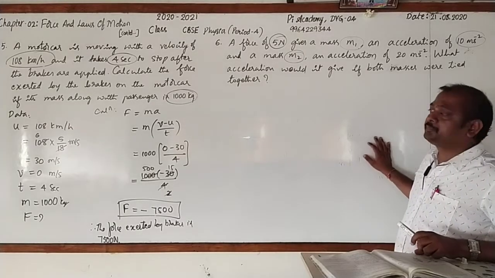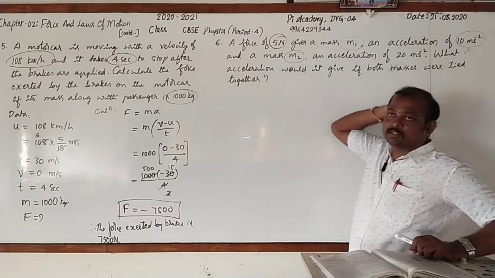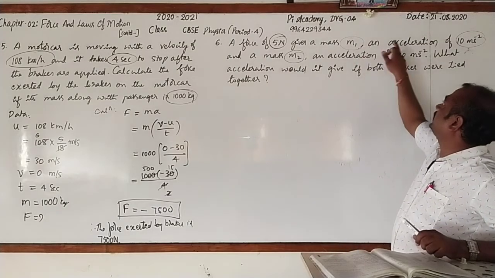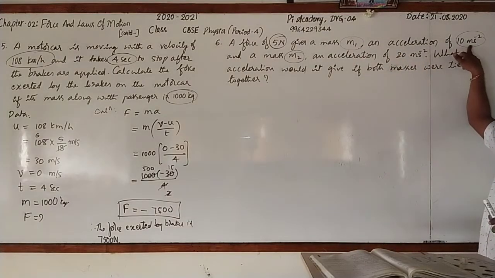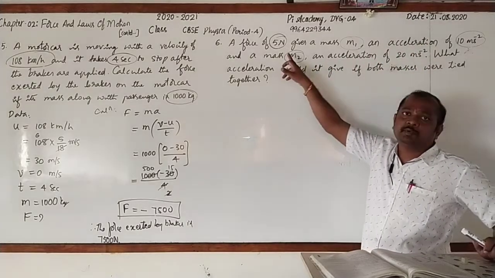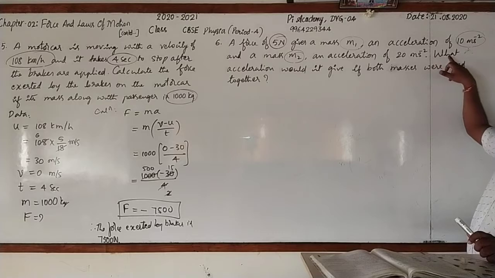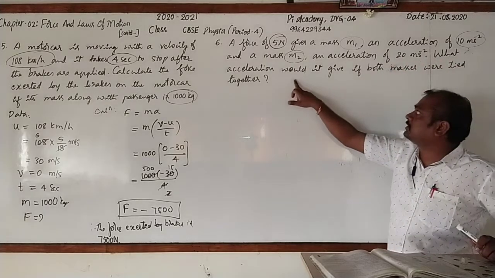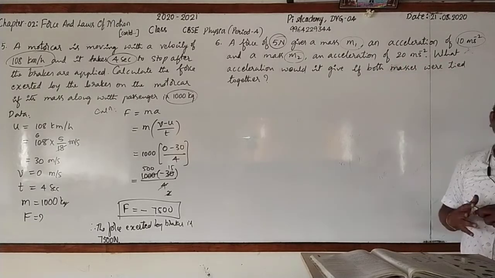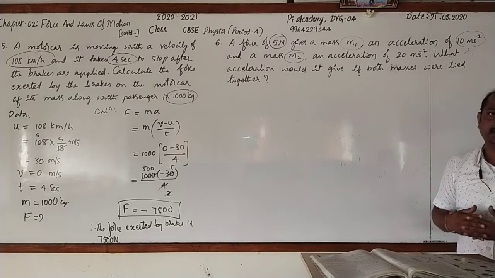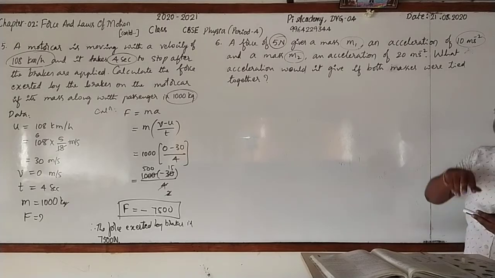Once more, here when 5 Newton of force is applied on a body of mass m1, it gains an acceleration of 10 meter per second square, and the same amount of force is applied on m2 and it gains an acceleration of 20 meter per second square. Then what acceleration would it give if both the masses were tied together? Hope that you have understood.